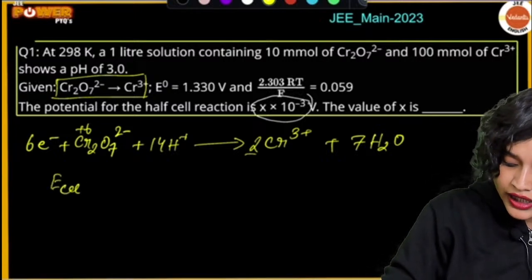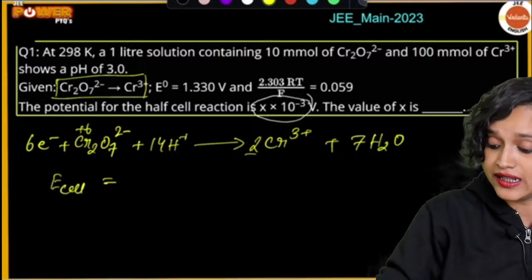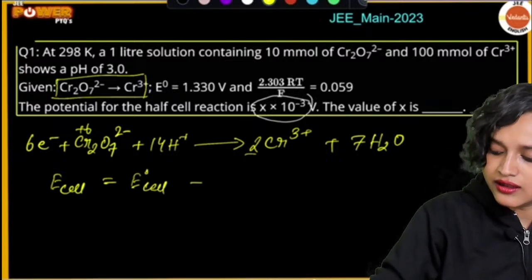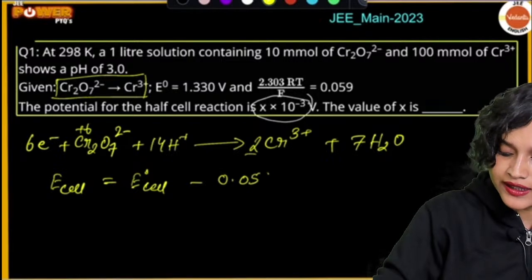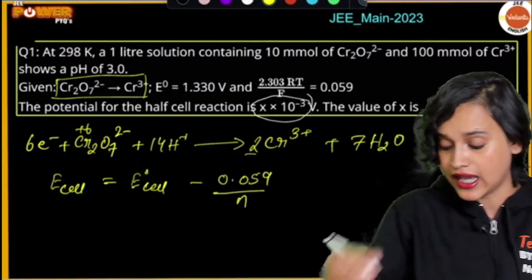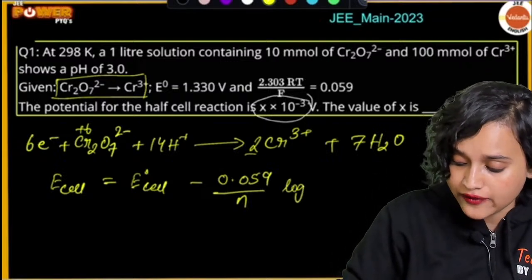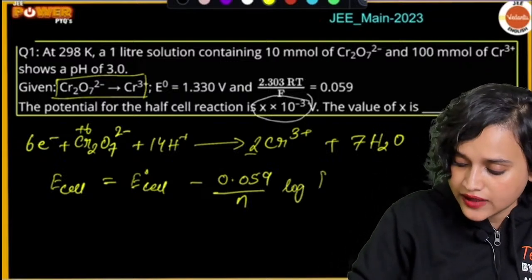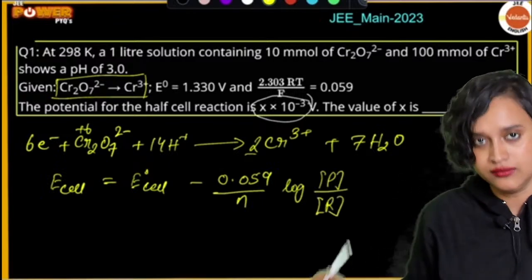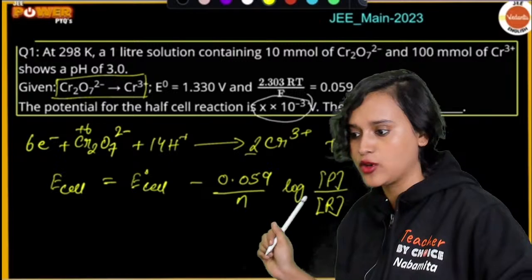I have the formula E cell is equal to E naught cell minus, if you remember, 0.059 divided by N. This is an important formula, everybody. Please have a look. Do not just leave the class because you think, oh, I can't understand, it's so boring. This type of questions do come.